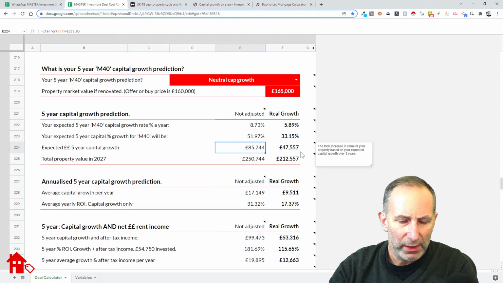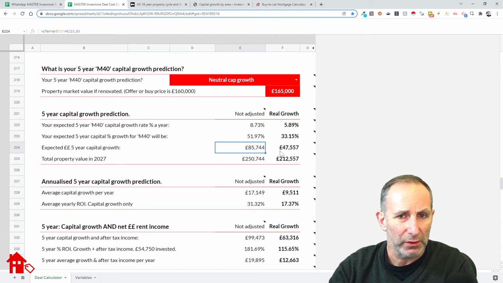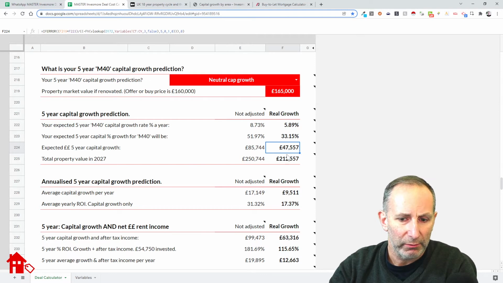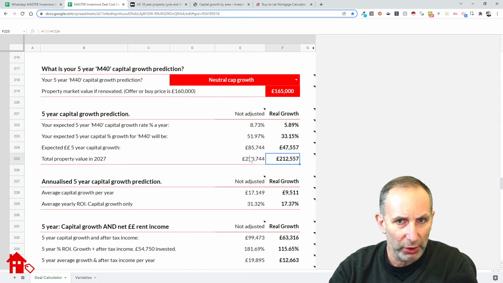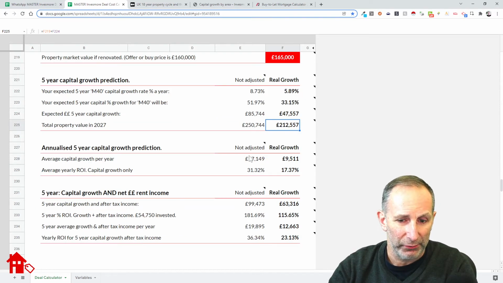So you've made £85,000 in nominal growth, but if you inflation adjust it, so you've got equivalent purchasing power, in real terms, your wealth would go up by nearly £50,000. And in purchasing power equivalent terms today, that property will have gone up by around £47,000. So nice job, well done for buying an M40.